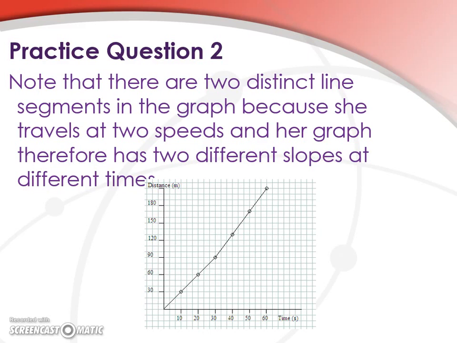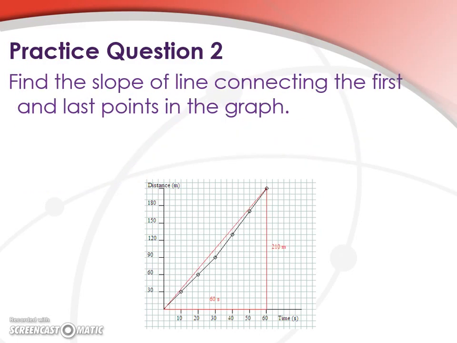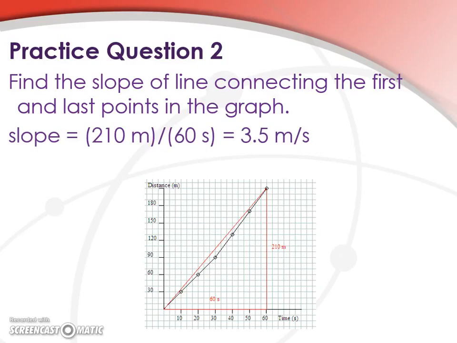So we have then something that isn't exactly a triangle. If we take the slope, though, of the line connecting the first and last points in the graph, that will still describe a triangle. And that slope, we can still calculate, the slope of that line that doesn't connect the points but connects the first and last points. And we get 210 meters divided by 60 seconds, or 3.5 meters per second.